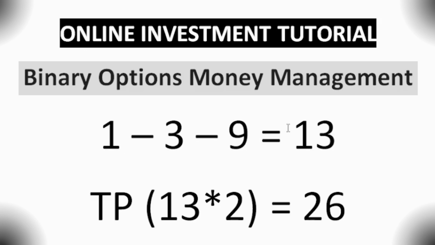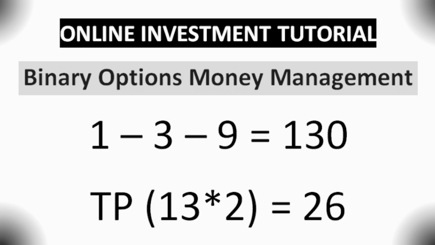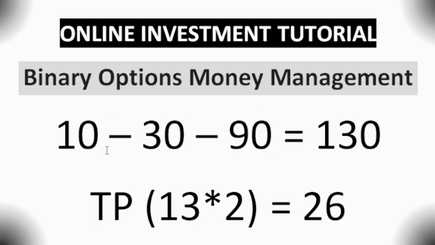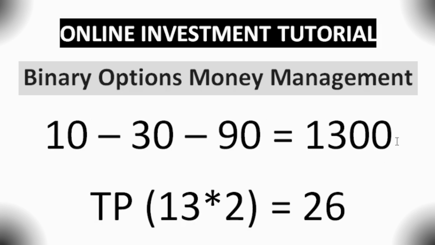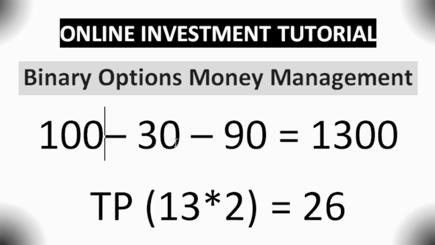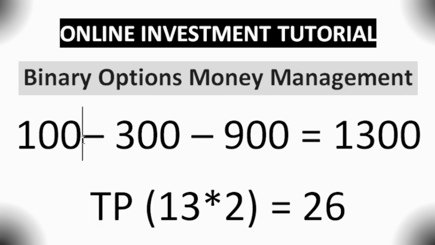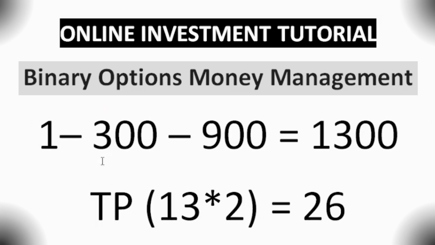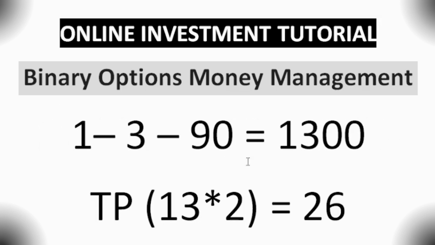Now if you want to invest $13, then you can use this format. If you want to invest $130, then you can just add a 0 here, and it is your new money management strategy. And if you want to invest $1,300, then again add 0s everywhere in this way, and this is your money management strategy. So I will make you understand in the 1, 3, 9 and 13 format.